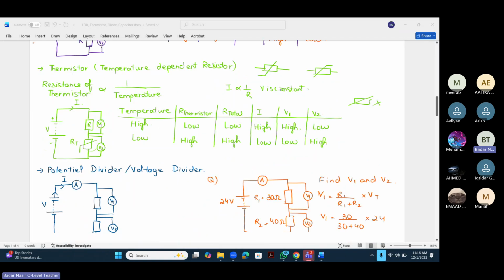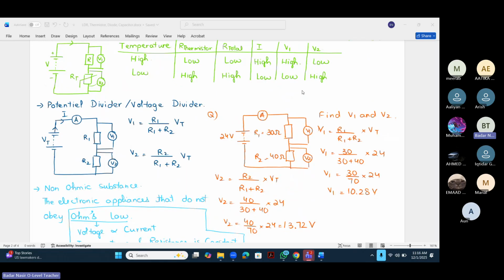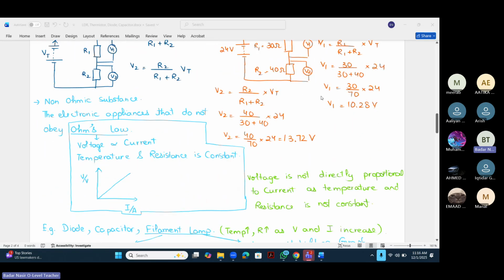Okay, the next up we just talked about the potential divider circuit as well. So potential divider means a voltage divider circuit जिसमें आपके पास voltage divide होता है. Series circuit के अंदर voltage is always divided. अच्छा, then we just talked about what is Ohm's law.